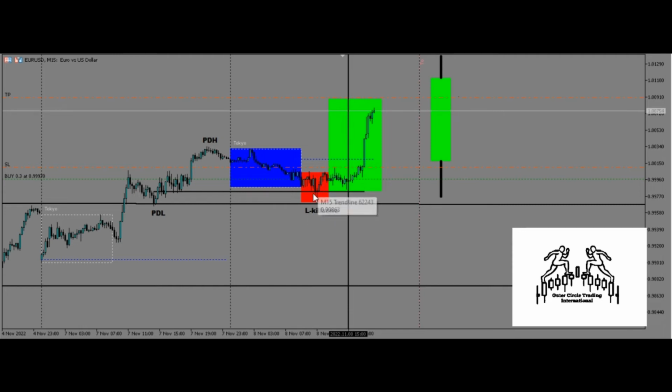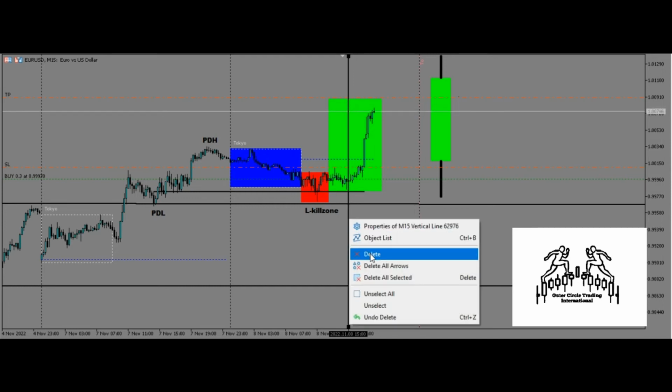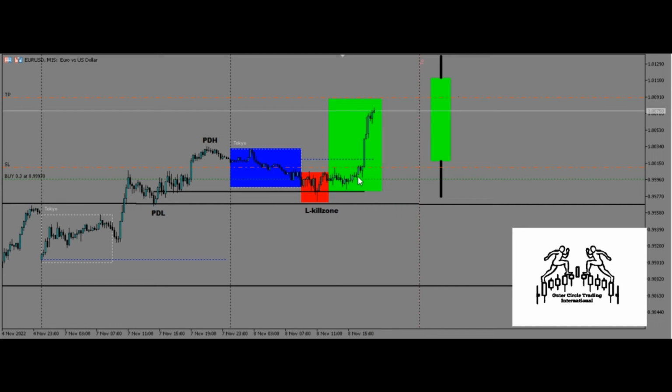As you can see, during the London session, there was just an establishment of the low, and during the New York session, expansion. So I took the trade on the New York session. When the New York session opened, this is where I took the trade, and my stop loss was just below the low. So yeah, this is power of three: accumulation, manipulation, expansion.